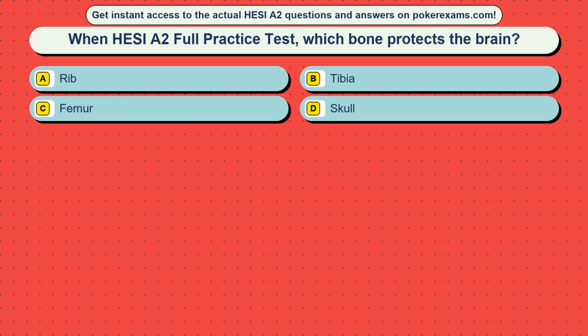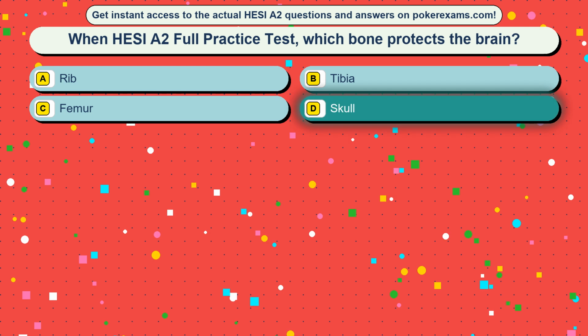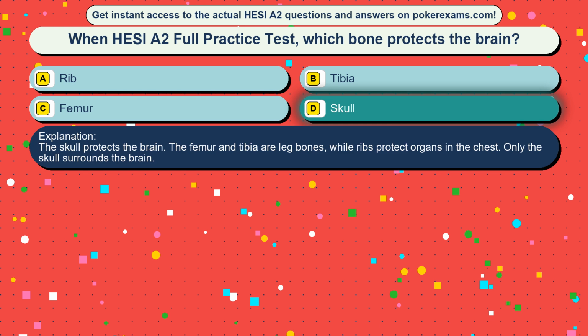Question 39. When HESI A2 full practice test, which bone protects the brain? Option A, rib. Option B, tibia. Option C, femur. Option D, skull. The correct answer is option D, skull. The skull protects the brain. The femur and tibia are leg bones, while ribs protect organs in the chest. Only the skull surrounds the brain.